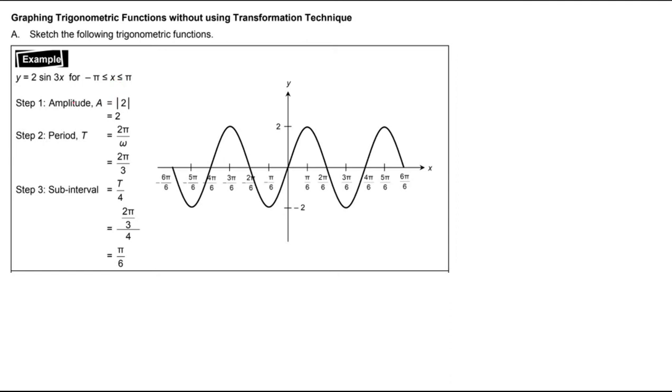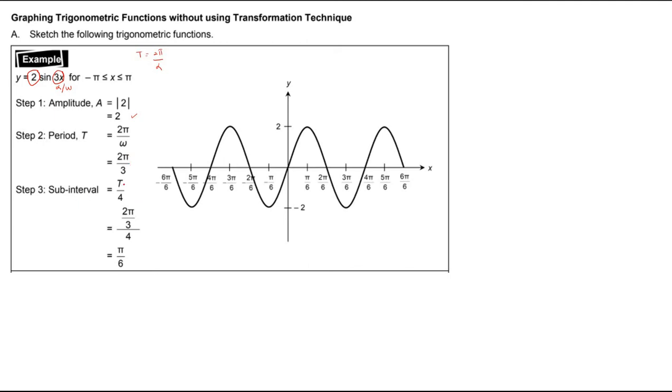As for step 1, we want to identify the amplitude and period. 2 sine 3x, the amplitude is this one, 2. Modulus 2 equal 2. And then period. This is alpha or omega. So, the formula to find period is 2 pi over alpha. So, 2 pi divided by 3. Okay, 3 here. And that is our period.